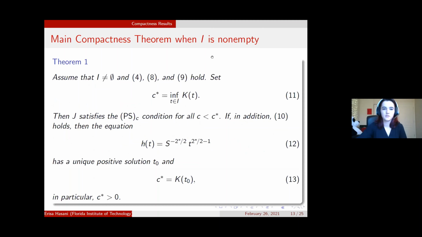And now here is the main result. In the case where I is not empty, we have the following. We define C star as the infimum of K of T, where K of T was that difference from before, over the set I. And we show that our functional J satisfies the PS condition at level c for all such c less than C star.